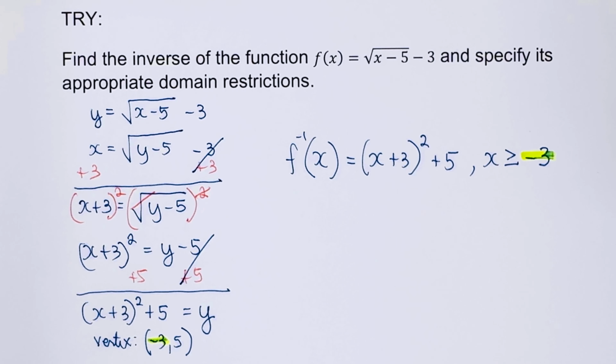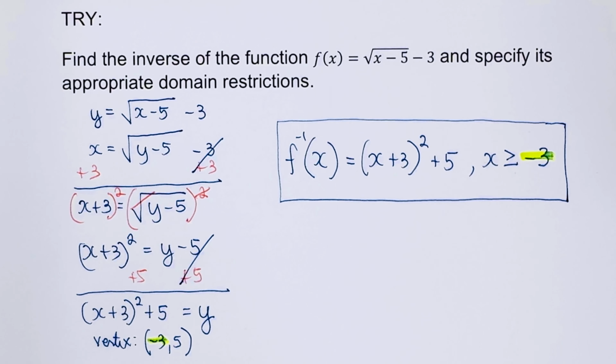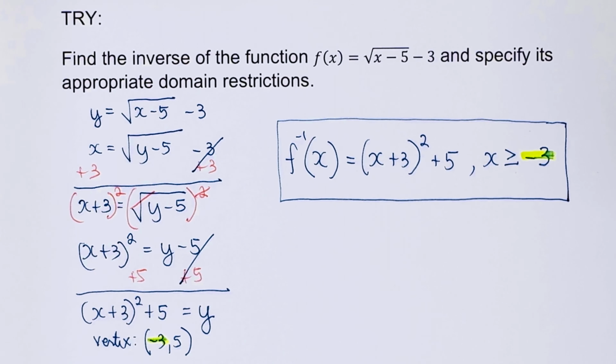So if we sketch the graph of both the function and its restricted inverse, we can see that both graphs are symmetric with respect to the y equals x line. So that is how we find the inverse of a square root function and how to specify its inverse to its appropriate domain restriction.